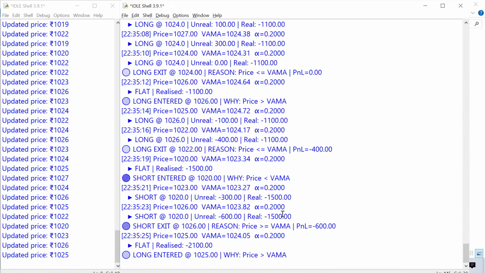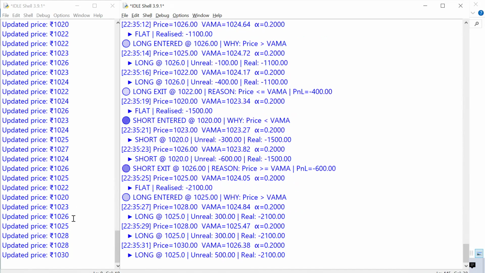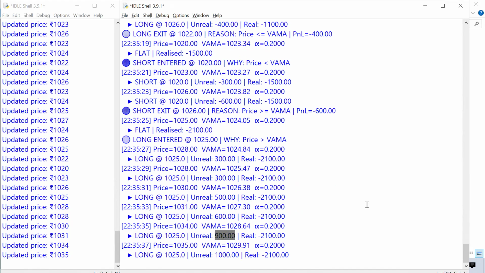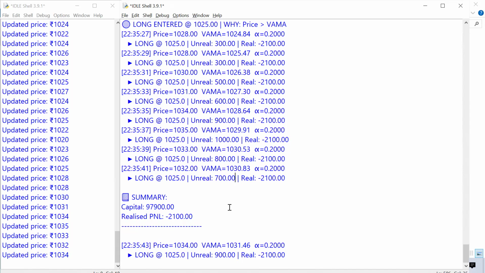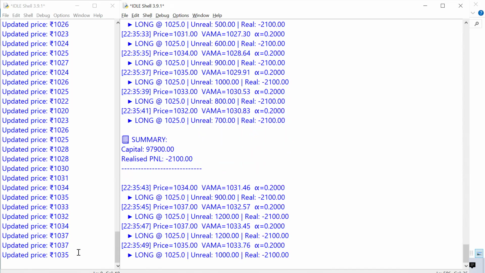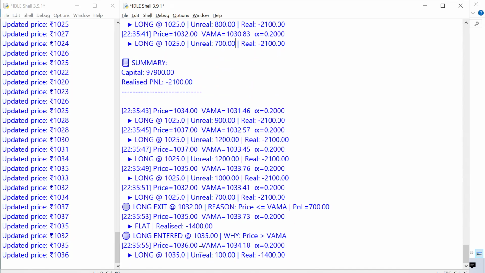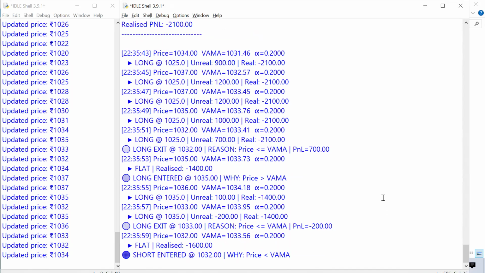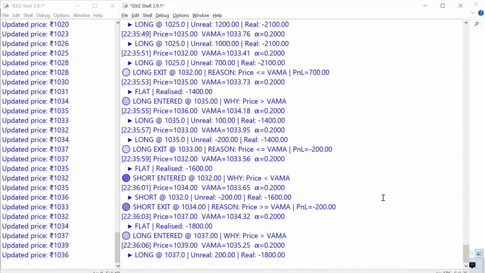If the market is trending in one side, we get a very good profit. But the market is going up, down. Market is not trending on one side. If the market trends on one side, we get a very good profit. You can see here, market is trending on one side. The VAMA is updated automatically. Okay, we exited the position. We got one more long position. We exit the position. We got a short position at 1032. We have to exit this position again because the market is trending on the upside.